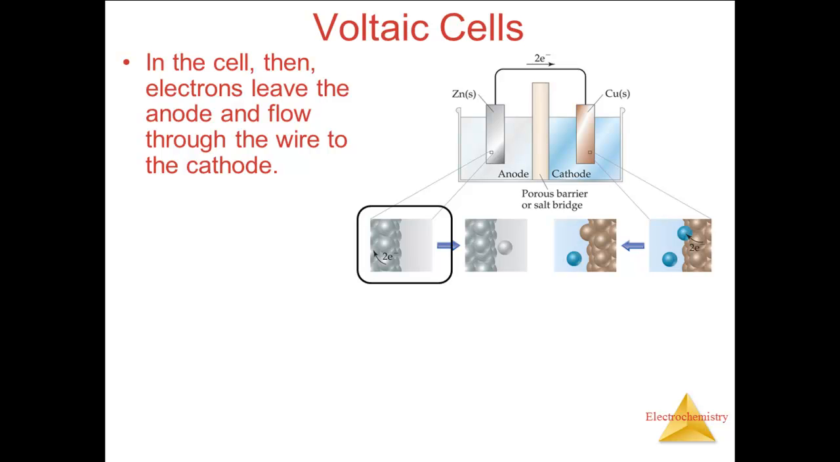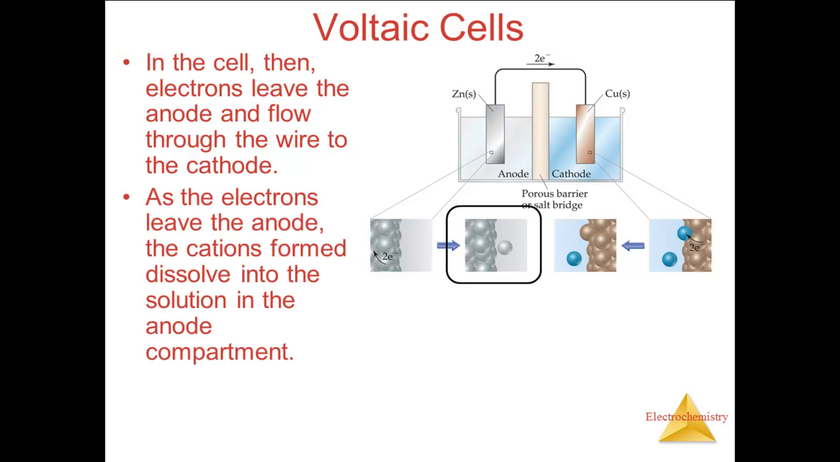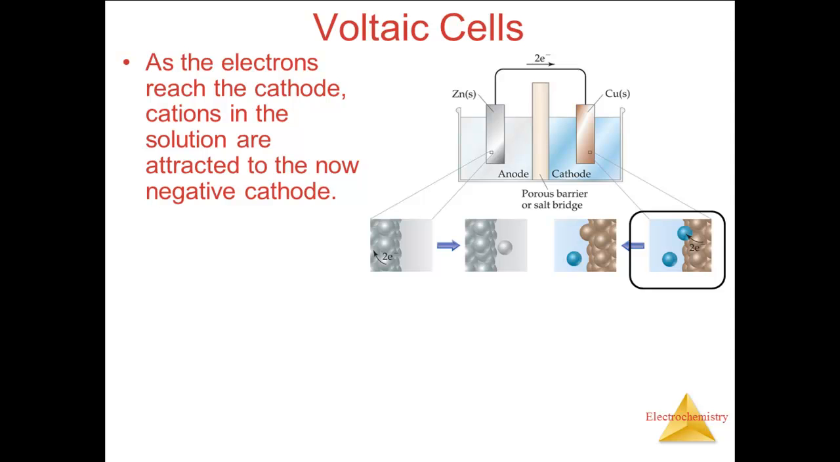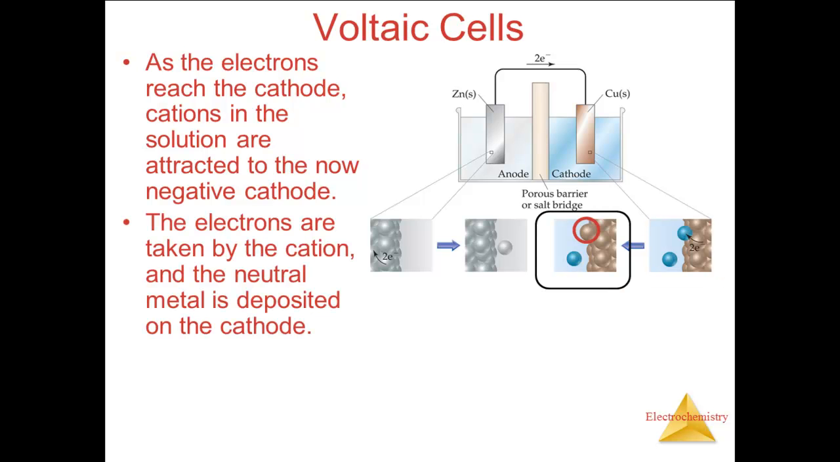Oxidation occurs at the anode, which loses electrons. These electrons flow through the wire toward the cathode. The zinc metal atom that loses the electrons becomes a zinc 2+ ion and moves into the solution. The electrons flow through the wire and enter the cathode, making it negatively charged. A Cu2+ ion picks up the electrons from the cathode, gaining electrons and therefore becoming reduced, and becomes a neutral atom of copper metal on the cathode.